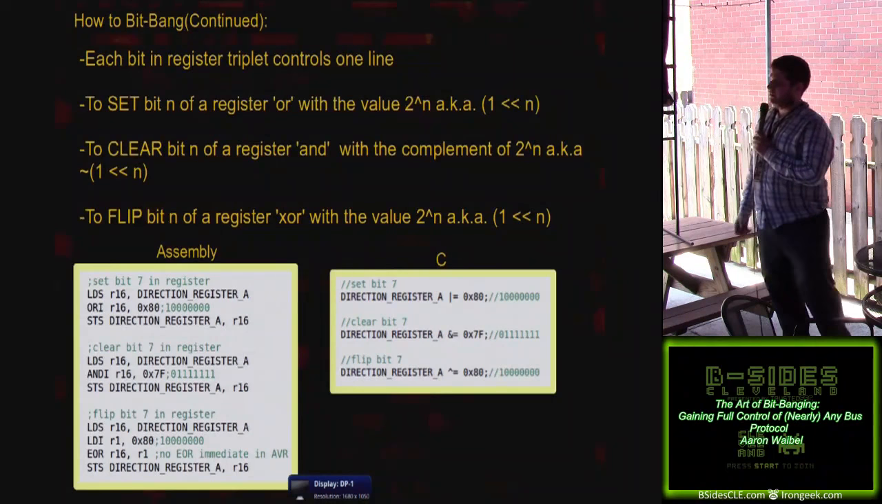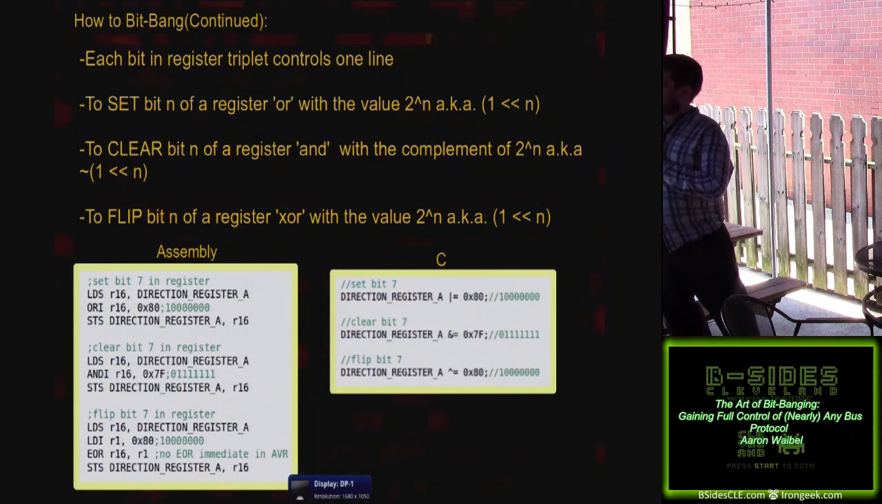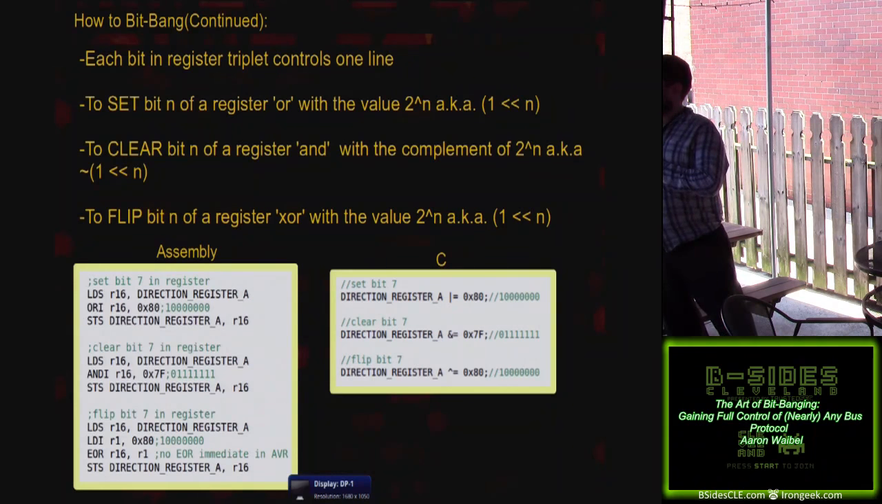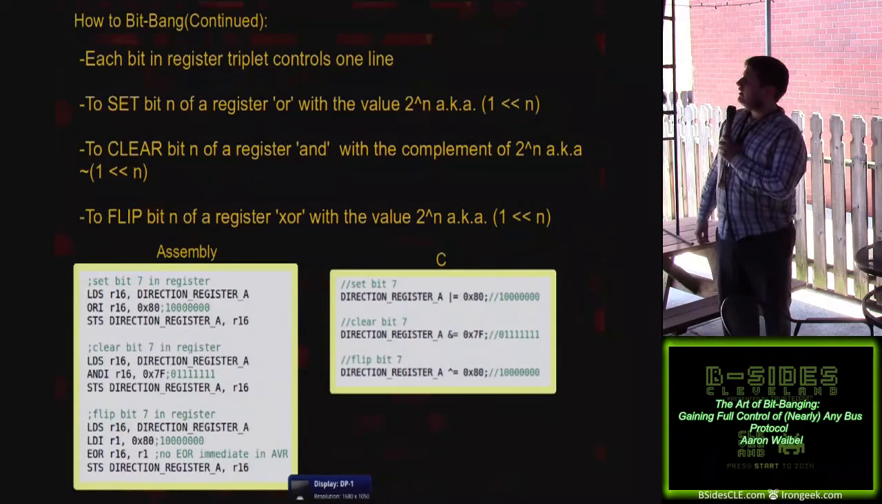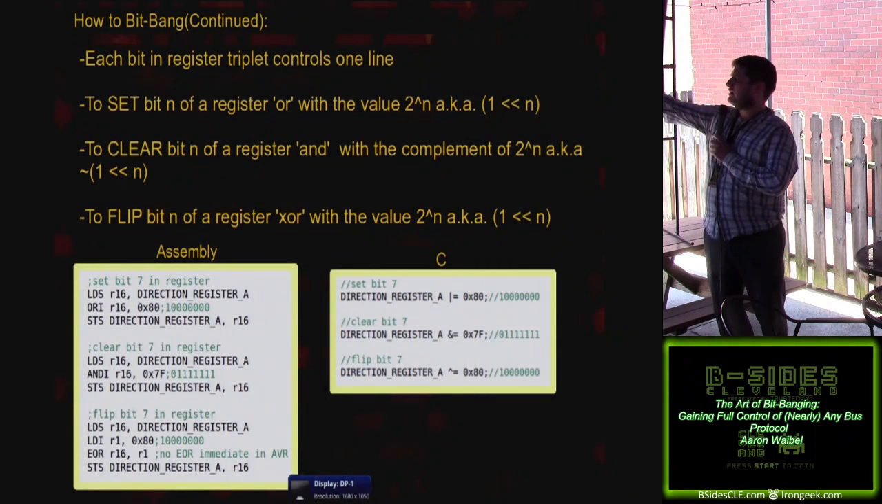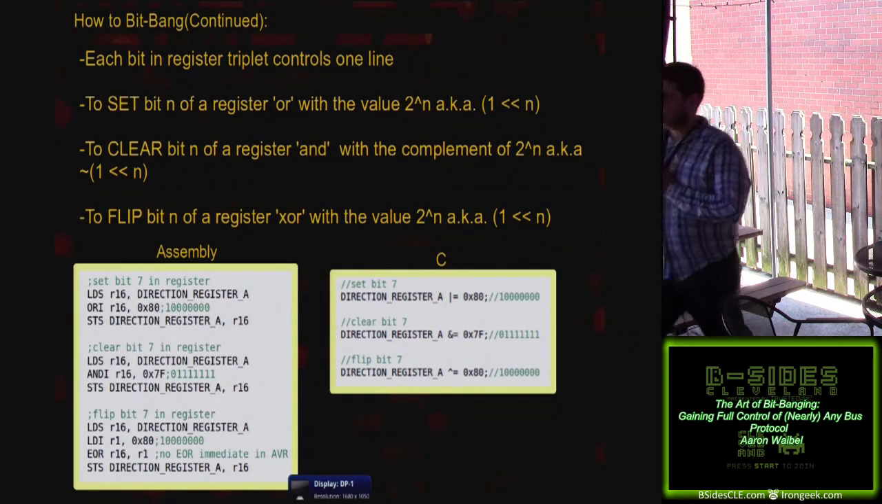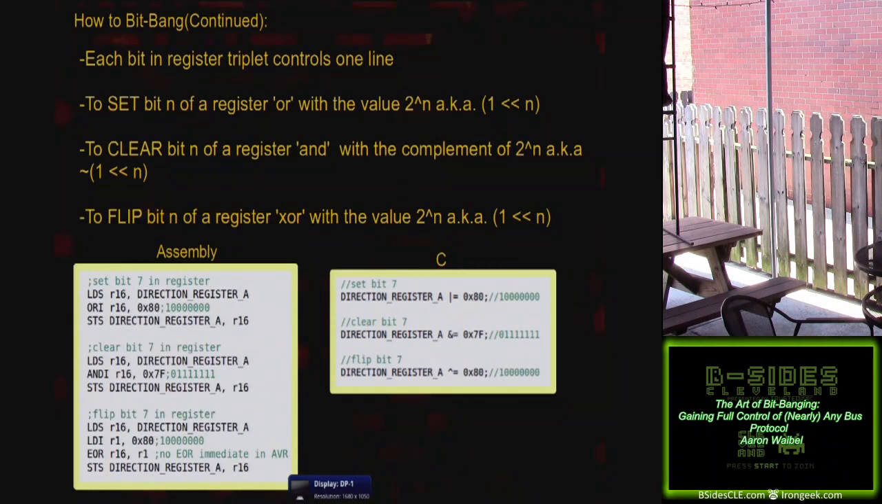I have some examples of doing that here with Atmel assembly for each one. You can see I just do a load instruction, an OR, and then store it back into the register. Load from that address, do the OR, store, same thing for all three. They didn't have an exclusive OR immediate for the Atmel architecture, so I had to do a separate load there, but not a big deal. This is how you do that in C. Pretty straightforward as well, just using the bitwise operators with the values on the variable that you declared before.